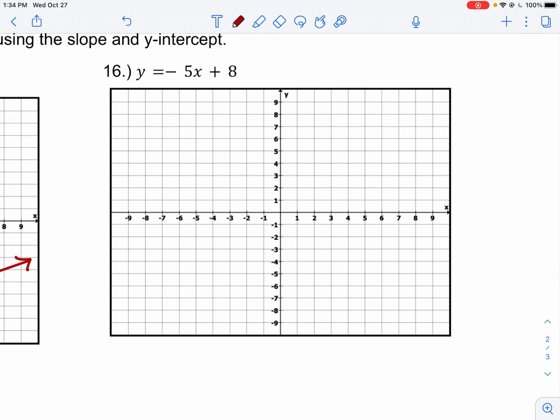Number 16, we have y equals negative 5x plus 8. I'm going to start with my y-intercept now. We have a positive 8, so we're beginning right there. And then I know that the m is negative 5, which is the same thing as negative 5 over 1. So we know that we are going down, and then we're going to go to the right once. Okay, so I'm going to go down 1, 2, 3, 4, 5, and then run to the right once. Our next point is right there.